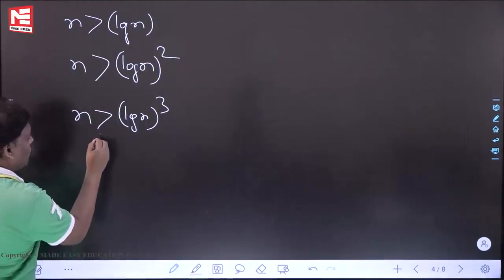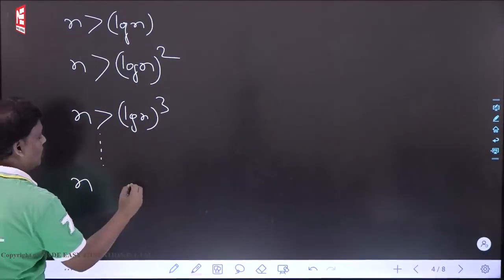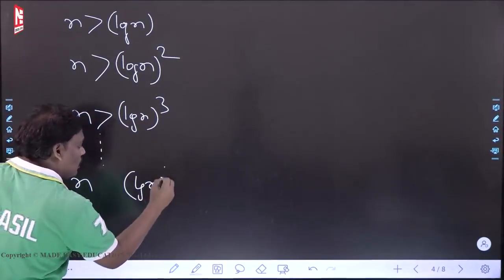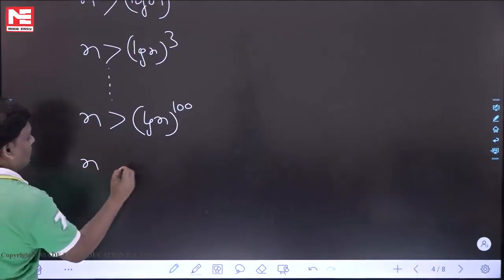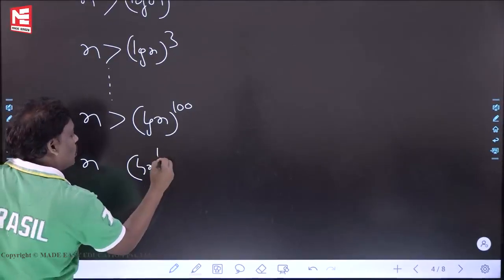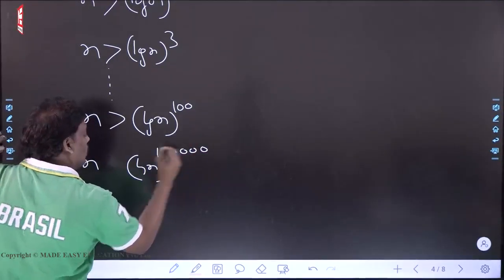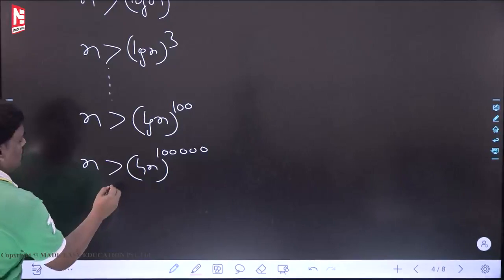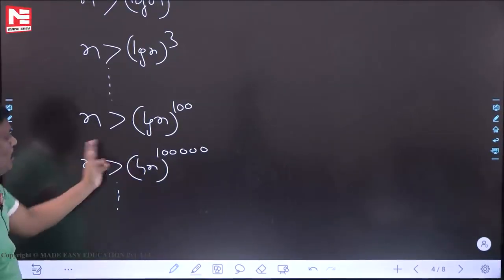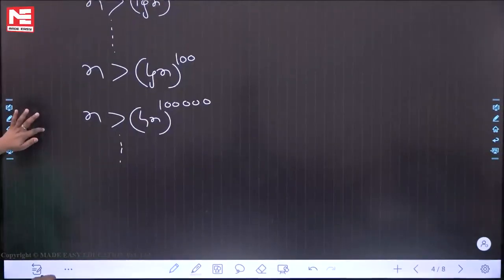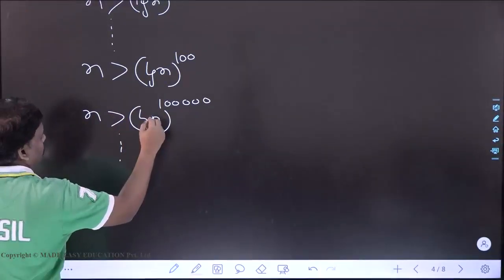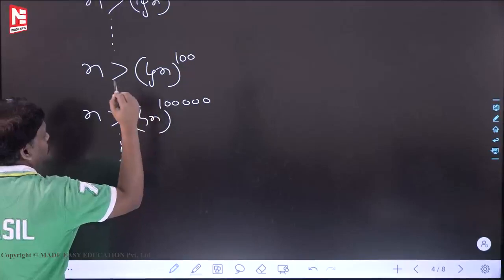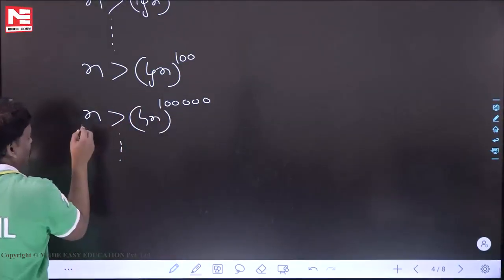If I continue something like n and log n whole power 100, then also n is bigger. If I continue n and log n whole power 1 lakh, then also n is bigger. Please be careful. If you have doubt, apply log on both sides. And one more interesting answer. Some people are asking, so linear and logarithmic squared, cubed, whole power 100, whole power 1 lakh, still n is bigger.